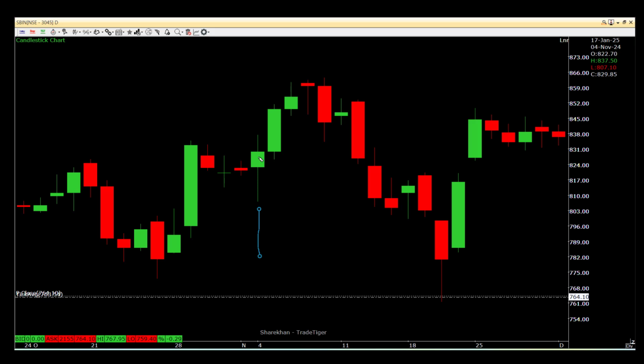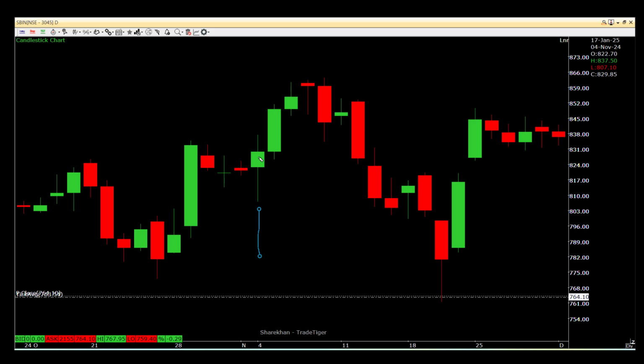So on 4th of November 2024, the price opened at 822.70. In the morning at 9:15, State Bank of India opened at 822.70. Then it made a high of 837.50. It went up. Then it made a low of 807.10. It came down also.